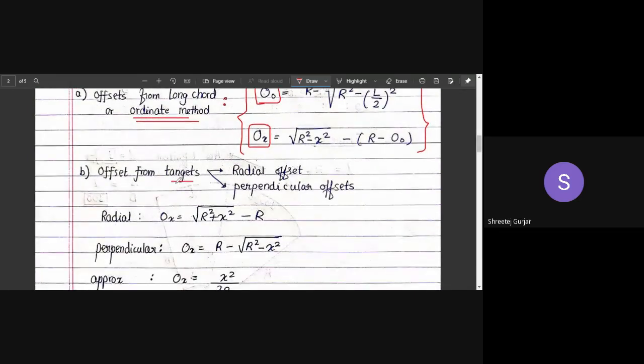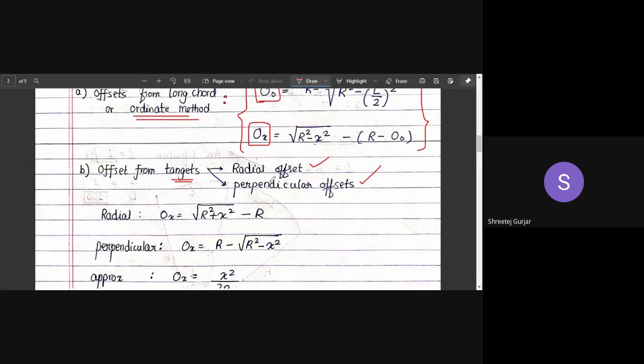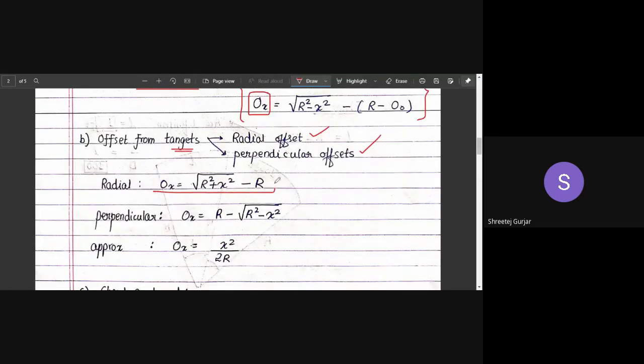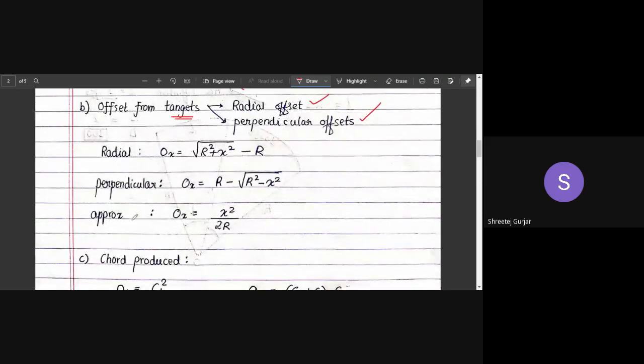Then offset from tangent, we have two methods: radial offset and perpendicular offset. The radial offset formula is this one, and the perpendicular offset is this formula. Both these formulas are similar to each other, so it is easier to remember. Next, there is also an approximate formula along with the radial and perpendicular, which is x square by 2r.